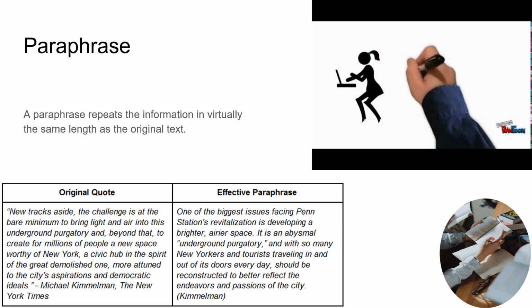Paraphrase. A paraphrase repeats the information in virtually the same length as the original text. The example shows the original quote, which visually looks about the same length as the effective paraphrase, but you'll see that the paraphrase only takes out the essential phrases and vocabulary from the original quote and puts it in the author's or the writer's own words.